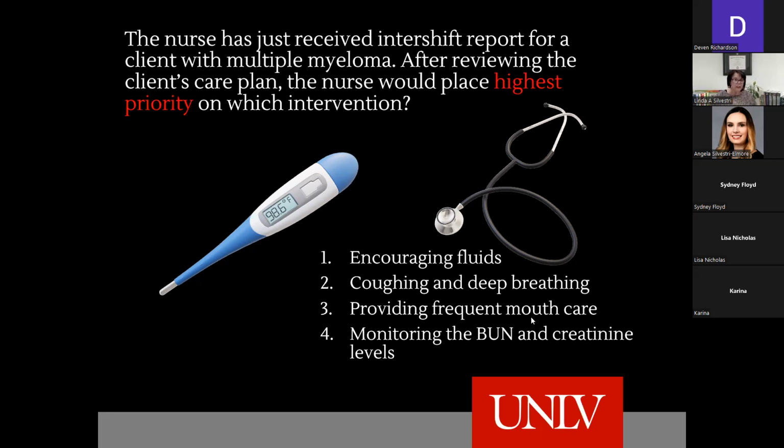They need to drink at least 2 liters of fluid a day to offset any potential problems associated with hyperuricemia, hypercalcemia, any proteinuria that happens because of that proliferation of plasma cells in the bone. So your answer here is option 1. Coughing and deep breathing, I can understand why you went there. You think of airway, breathing, and circulation, and you see the words highest priority in the question. I can understand why you went there with that answer.